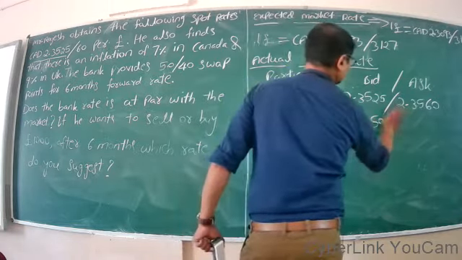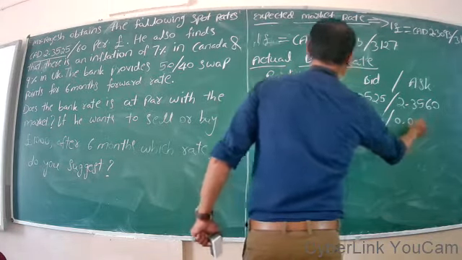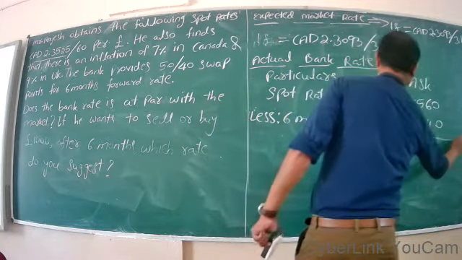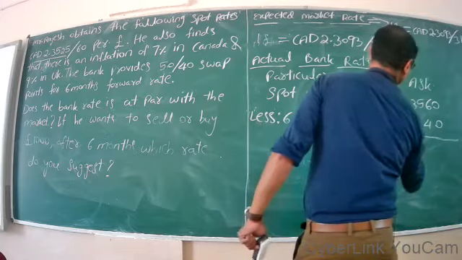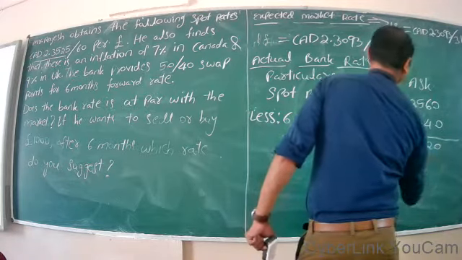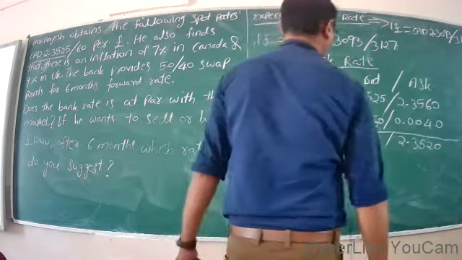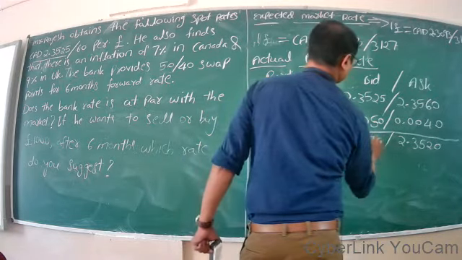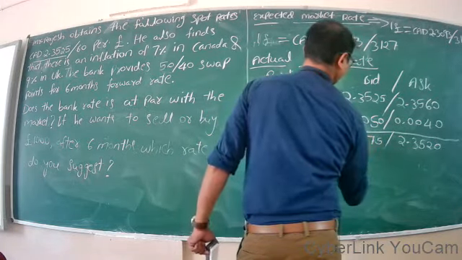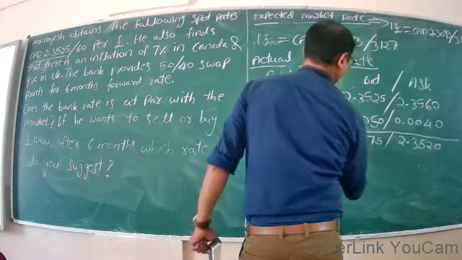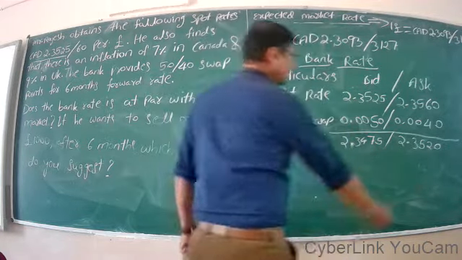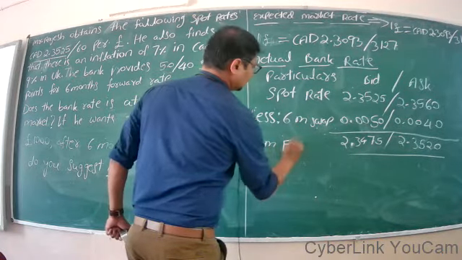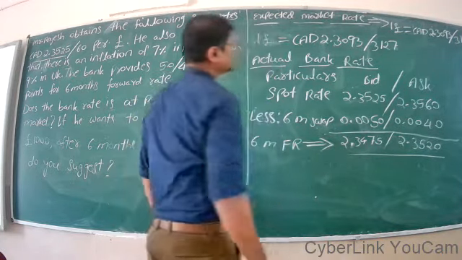0.0050, 0.0040. 2.3520 is the bank ask price and 2.3475 is the bid price, that is the 6 month forward rate.